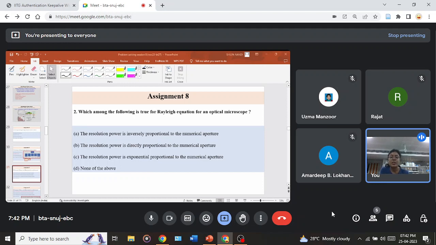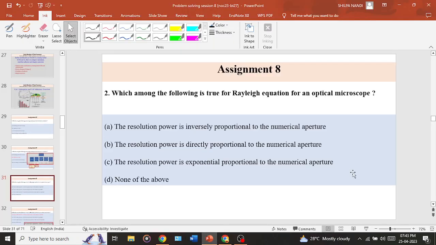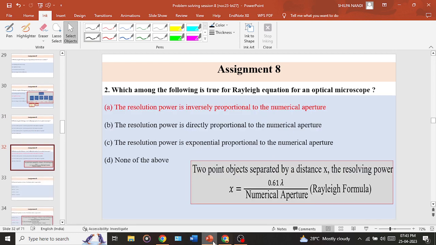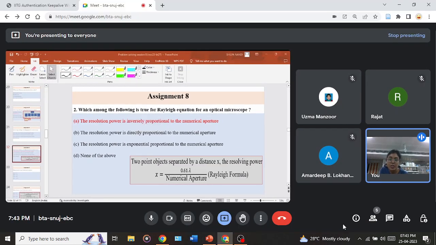So your numerical aperture, again, is directly proportional to the refractive index, right? So yes, the correct answer for this question would be option A, that is the resolution power is inversely proportional to the numerical aperture. So you can see two point objects separated by a distance x. So the resolving power is given as x is equal to 0.61 lambda by numerical aperture. Lambda is the wavelength, and here the resolution power is inversely proportional to the numerical aperture.